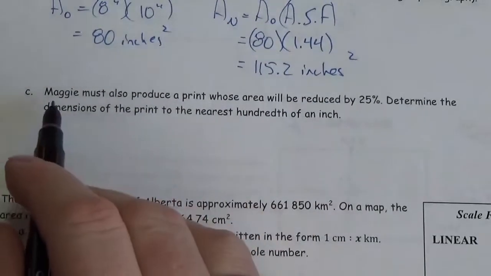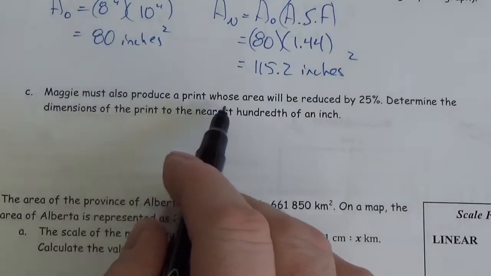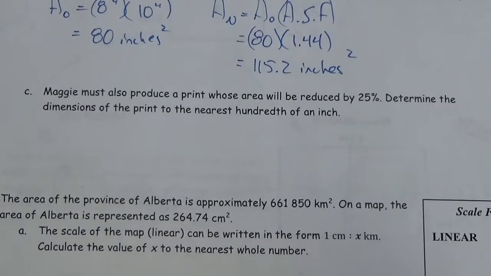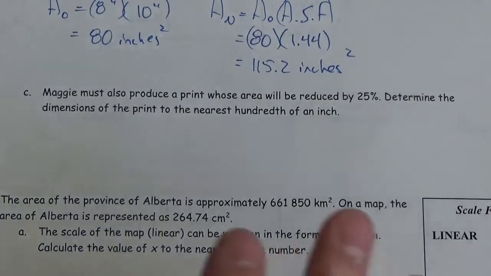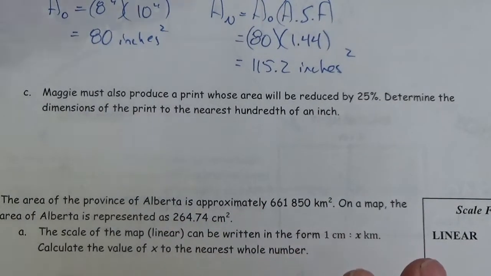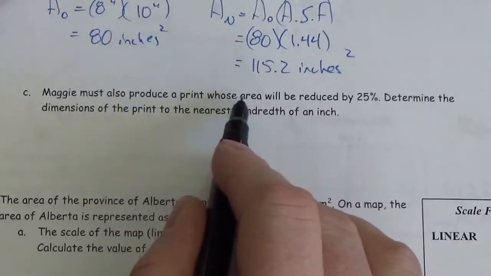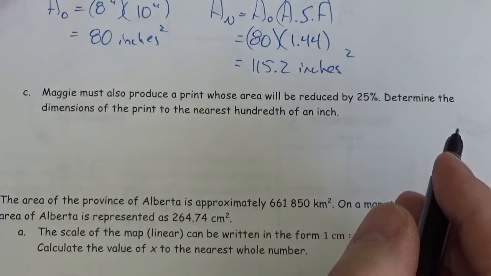And now we go to this one. Maggie must also produce a print whose area will be reduced by 25%. Determine the dimensions of the print to the nearest hundredth of an inch. Now we got to be careful with this one, because this one is asking us to take a couple steps that might not be obvious right off the bat. So first of all, we're going to reduce the area by 25%.